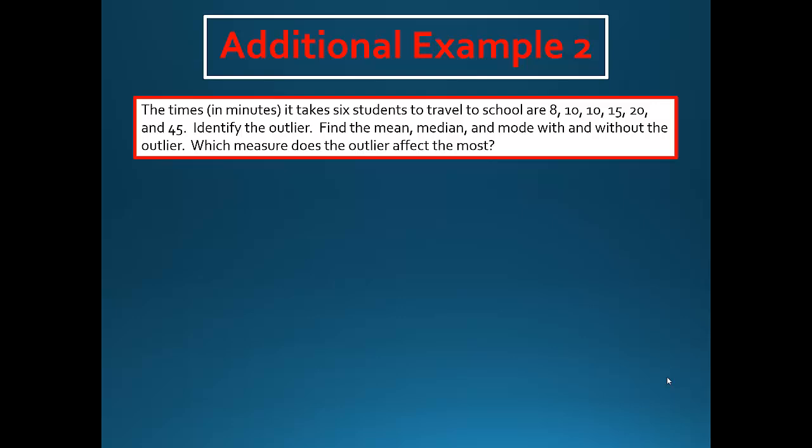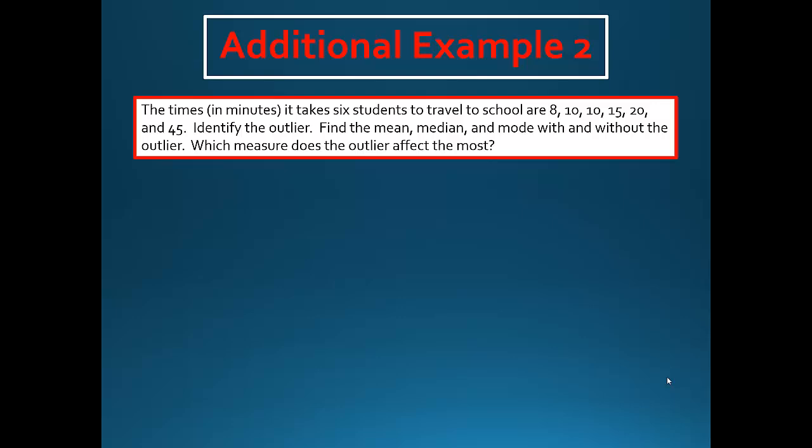Now we have an additional example. You can pause the video and try it on your own, or you may follow along. The times in minutes it takes 6 students to travel to school are 8, 10, 10, 15, 20, and 45. Identify the outlier. Find the mean, median, and mode with and without the outlier. Which measure does the outlier affect the most?